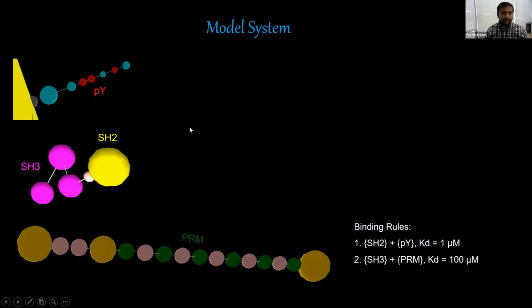Here I'm trying to model a three-component system. This is one protein called nephrin, which has these three phosphotyrosine sites, and other sites there to mimic the actual structure of the molecule. And here I have this NCK molecule with one SH2 domain and three SH3 domains. And here I have another molecule called N-WASP, where these green balls represent the proline-rich motifs. And here are my binding rules: SH2 can interact with phosphotyrosine, and SH3 can interact with the proline-rich motif with certain affinities.